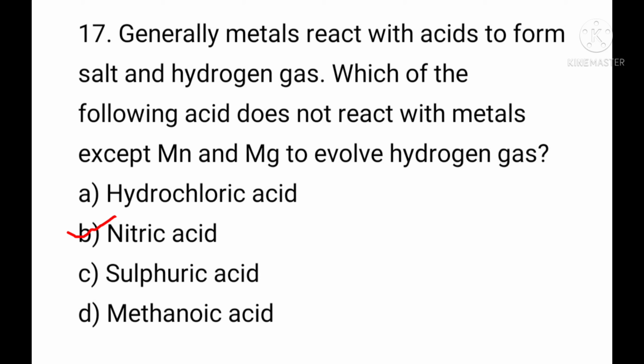Nitric acid is a strong oxidizing agent, so it oxidizes the evolved hydrogen immediately to water and itself gets reduced to nitrogen dioxide or nitrogen trioxide. But magnesium and manganese react with very dilute HNO3, or nitric acid, to evolve hydrogen gas.